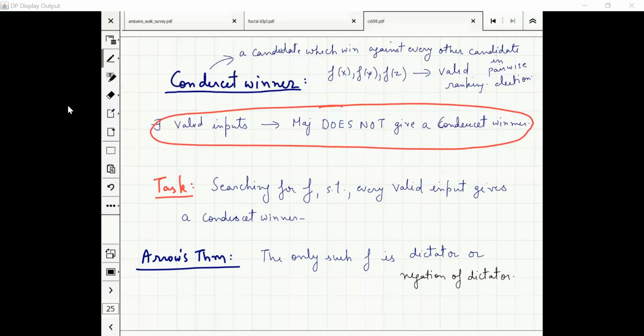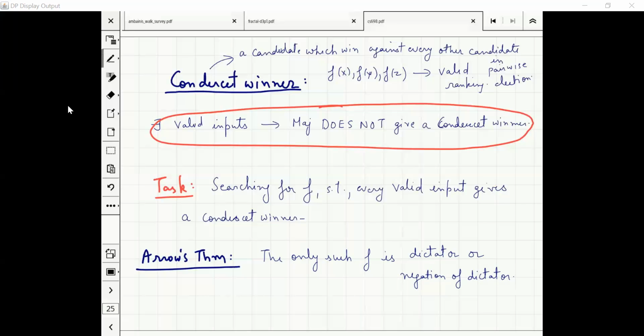You cannot have any other F such that you always have a Condorcet winner. This is what Arrow's theorem says. So yes, majority is bad for 3 candidate elections, but the only good candidate is dictator. This is, in some sense, the message from Arrow's theorem.